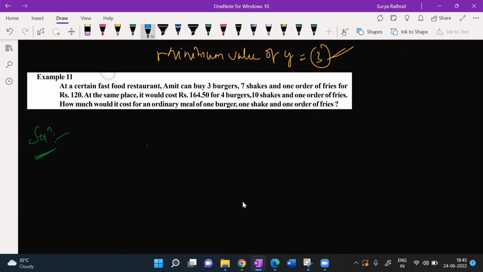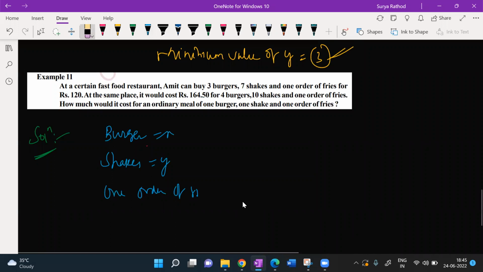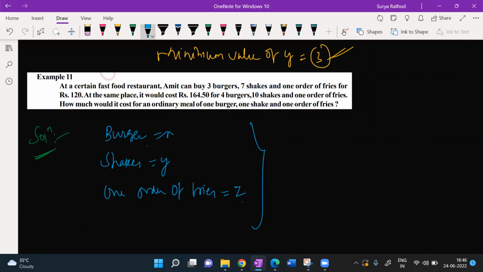So look at this here. Let's say that the burger I'm taking as X, and shakes, let's take as Y. One order of fry, I'm taking it as Z. Or you take A, B, C, anything, whatever you feel. So basically, for this, it is costing 3 burgers, 7Y, and 1Z is equal to how much, beta?